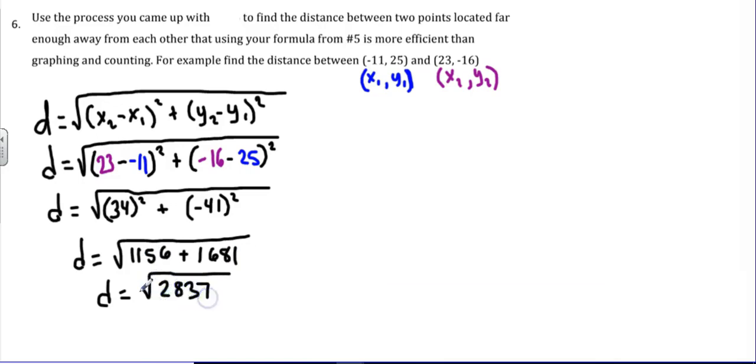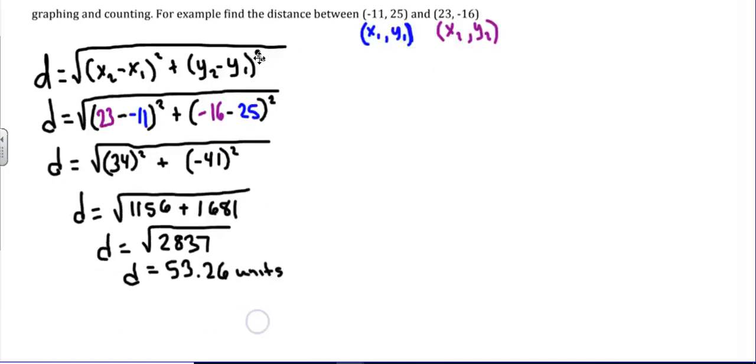Next step is to add them together, and that gives us 2,837. Then we'll take the square root and find that the distance is approximately 53.26 units. So now you know the distance formula and how it's related to the Pythagorean theorem.